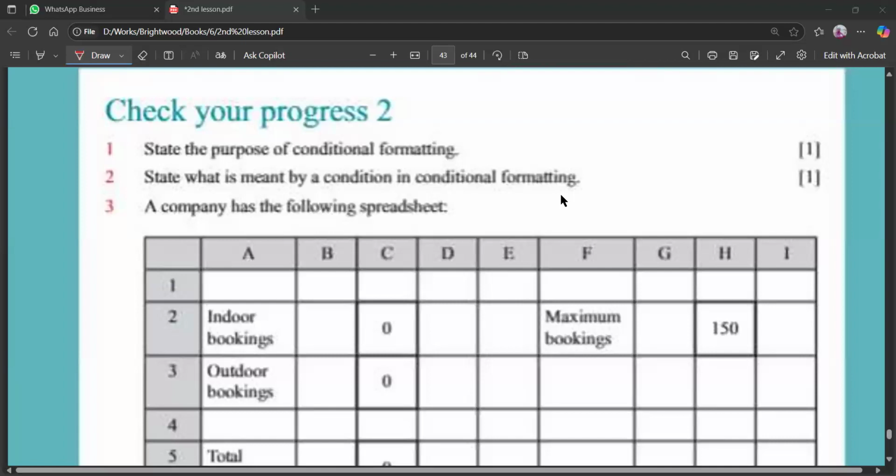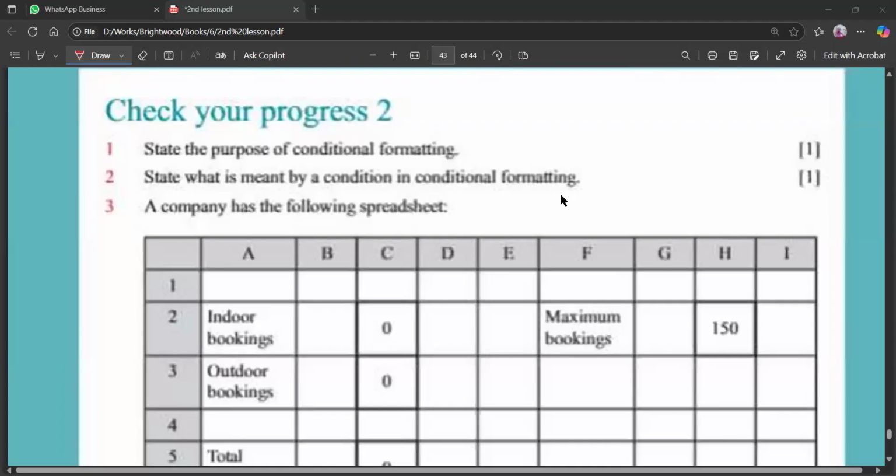Okay, what is conditional formatting? Conditional formatting can automatically apply formatting such as colors, icons, or data bars. It is automatically applied when you are using conditional formatting.